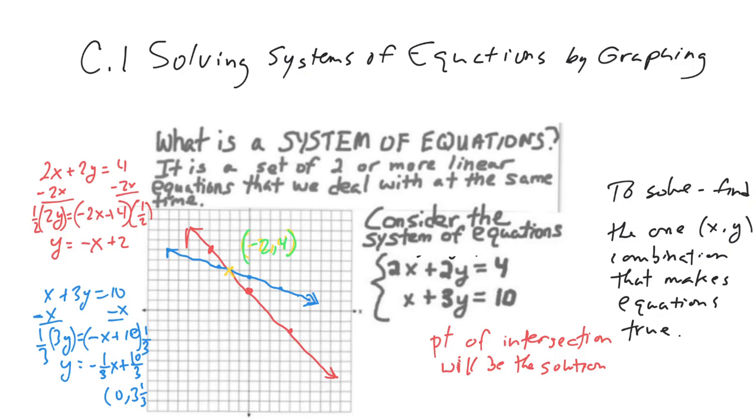So let's try that. If I put in negative 2, 4 right here, I get negative 4 plus 2 times 4, that's 8. So negative 4 plus 8 is 4. And then I go negative 2 here plus 3 times 4, so that's negative 2 plus 12. That equals 10. So that is a good solution. Again, the solution is the one common solution that both equations have. In this case, it's negative 2, 4.